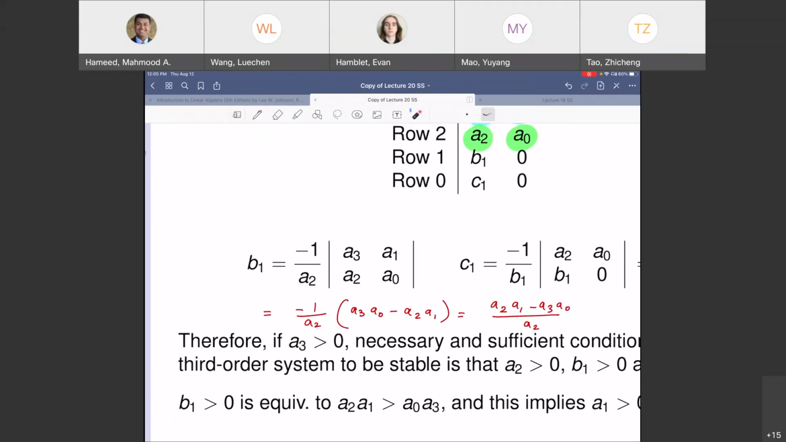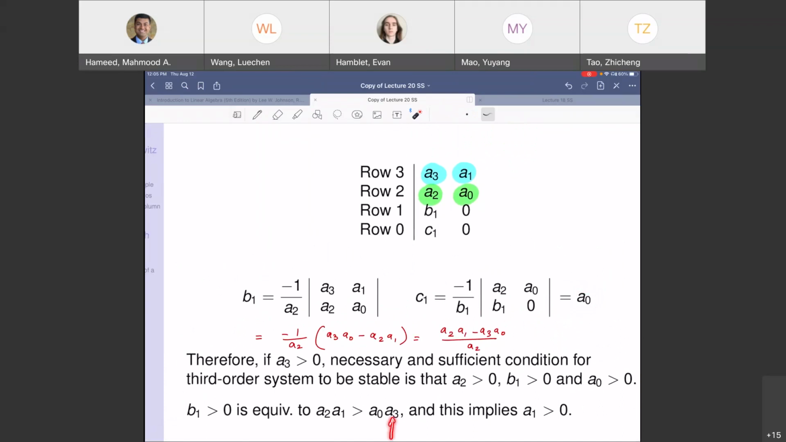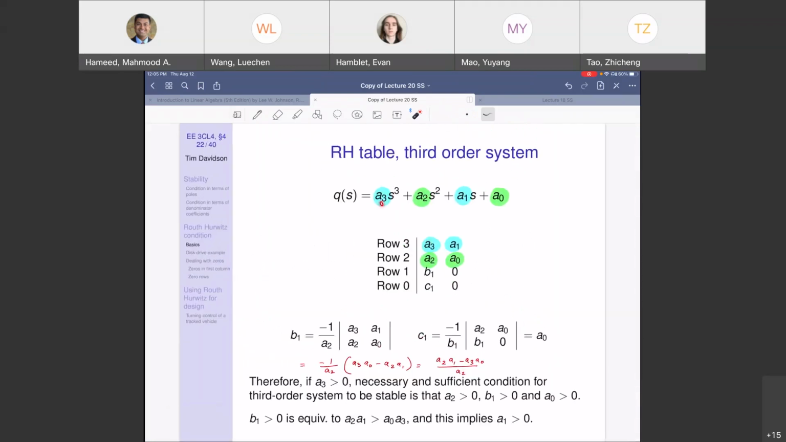Now, if we know that A3 is greater than 0, C1 is greater than 0, right? A3 is greater than 0, A0 is greater than 0. That means that this guy has to be greater than 0 as well, which implies A1 has to be greater than 0. So all the coefficients here are again greater than 0 for stability to happen, A3, A2, A1, A0. Because B1 is related to A3, A2, A1, A0, and C1 is in fact directly A0. Just using simple construction of the table, there are patterns, you are using determinants, observing sign changes.